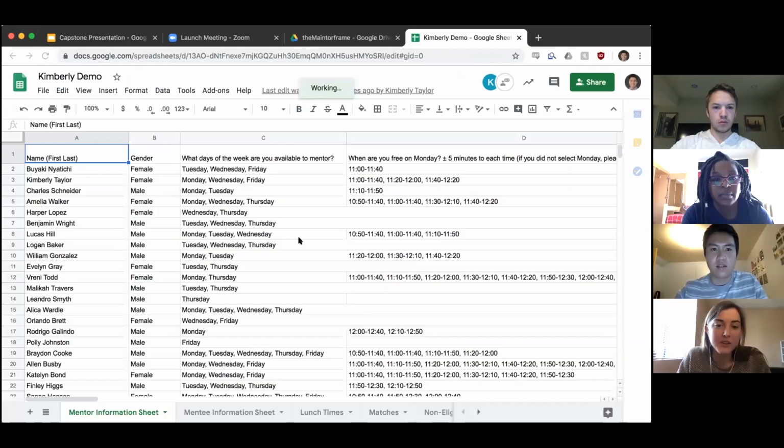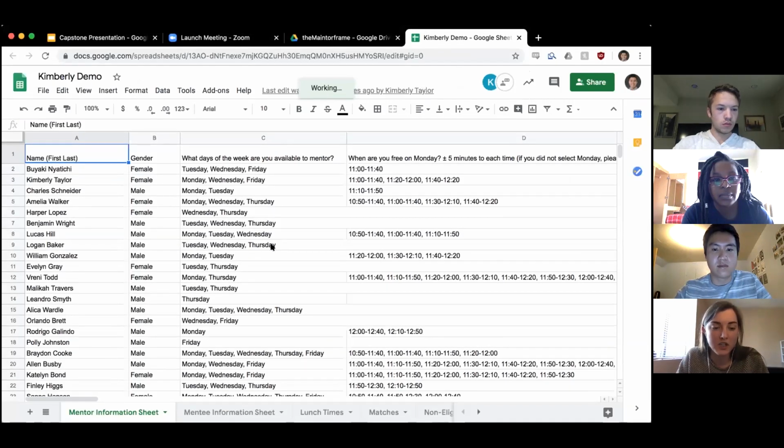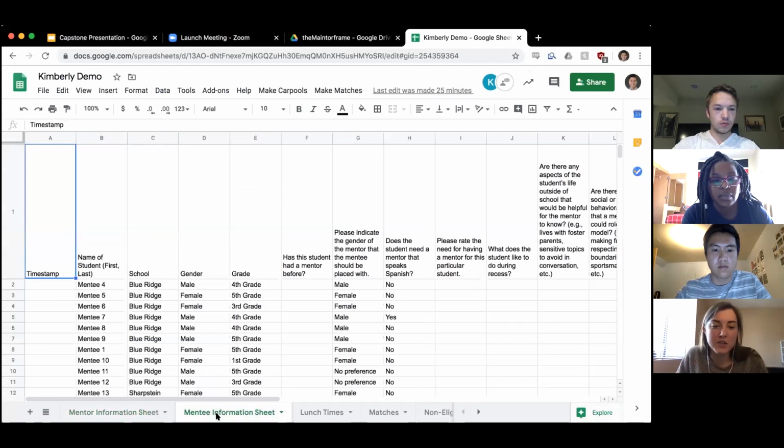Okay, great. So this is an example of a mentor sheet. If you navigate through the bottom tabs, this is a mentor sheet. Then the second tab shows information about the mentees. We've obviously taken information away for privacy reasons, but they would have all the information there.